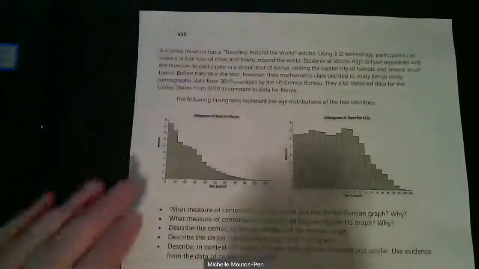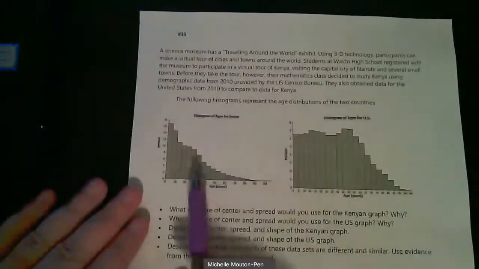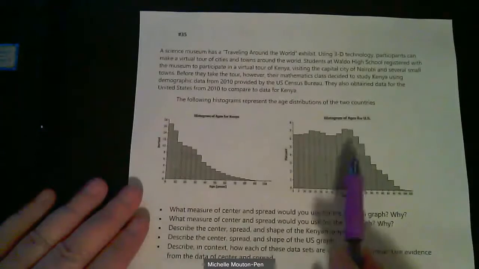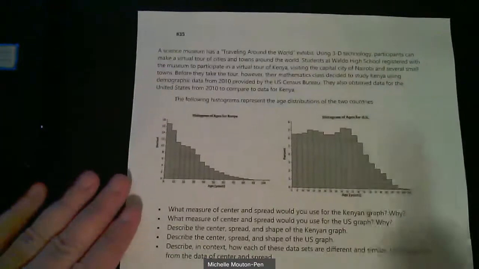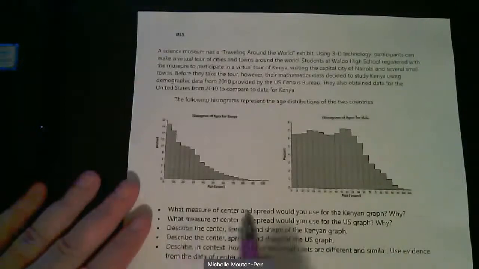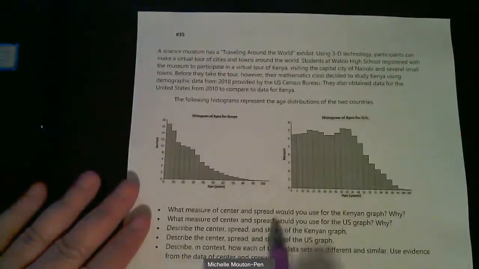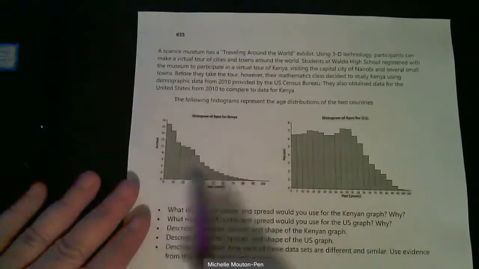Okay. So our last problem on statistics, we're going to compare the ages for people in Kenya based on a census, and then the ages of people in the United States based on a census. So the first question asks, what measure of center and spread would you use for the Kenyan graph?